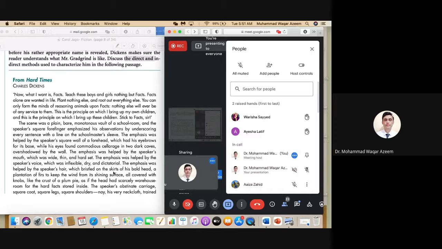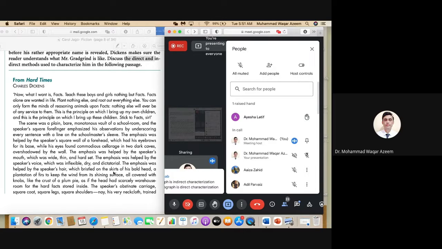Other comments? So do you see the similarity between the descriptions of the character through direct and indirect methods, or do you see any dissimilarity?